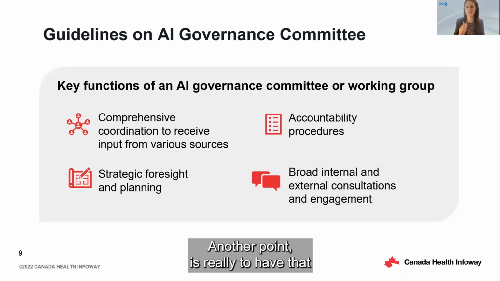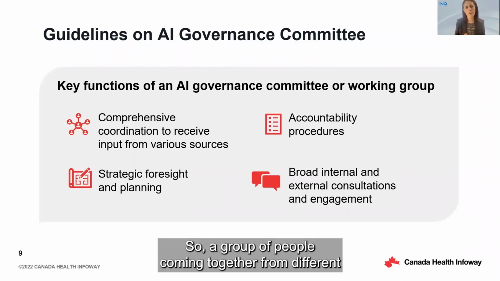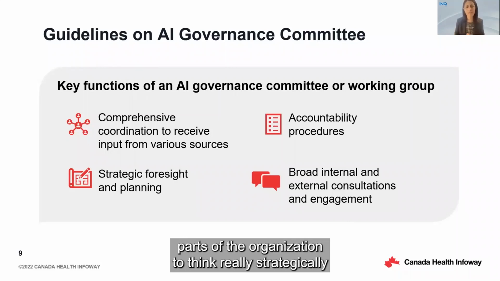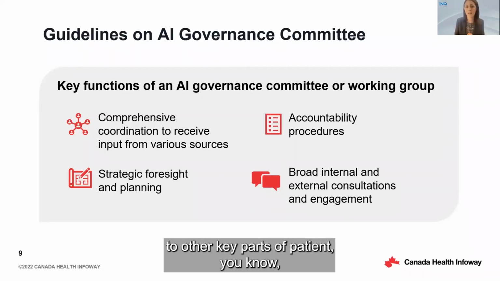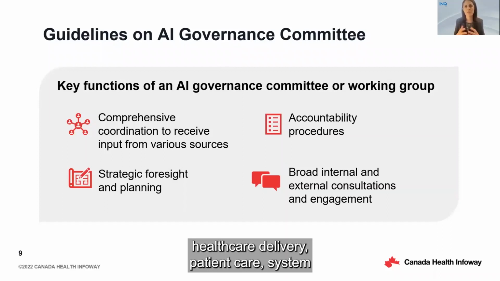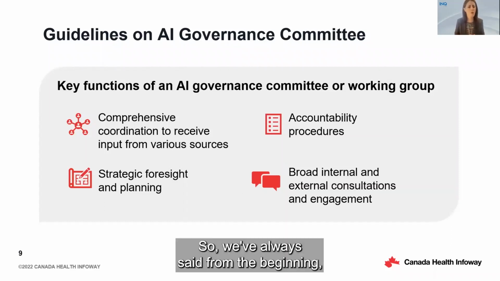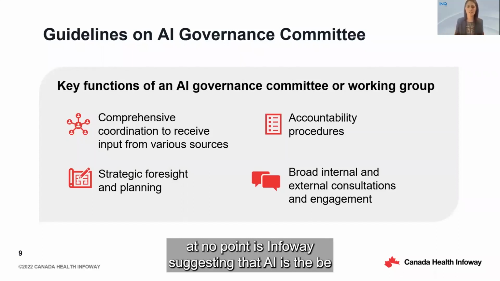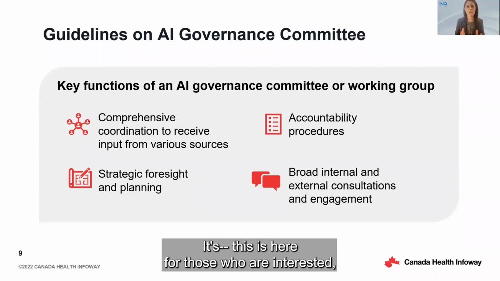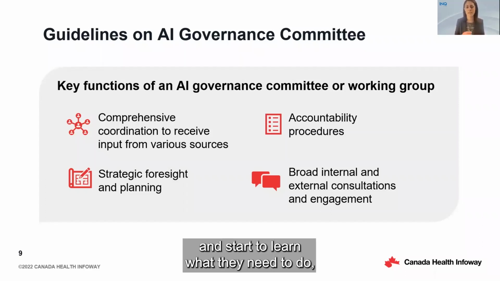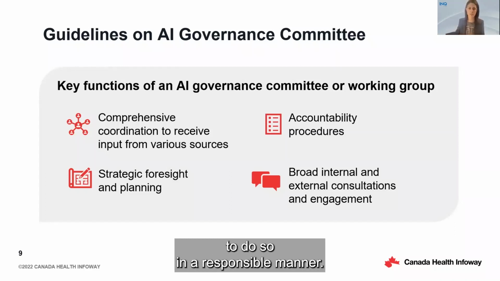Another point is really to have that strategic foresight. So a group of people coming together from different parts of the organization to think really strategically about how the overall AI agenda of the organization is going to look, and how it's going to connect to other key parts of patient care, healthcare delivery, and system efficiency processes. We've always said from the beginning, at no point is Infoway suggesting that AI is the be all and end all of all solutions. There's no push necessarily to implement AI enabled solutions. This is here for those who are interested, so that they can pick up the toolkit and start to learn what they need to do in a responsible manner.